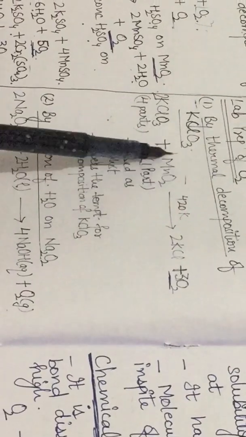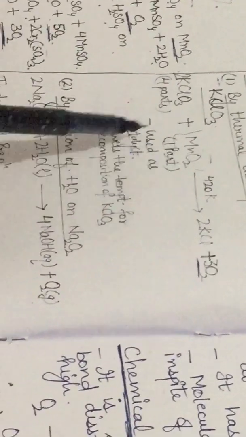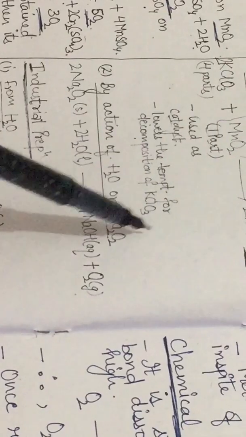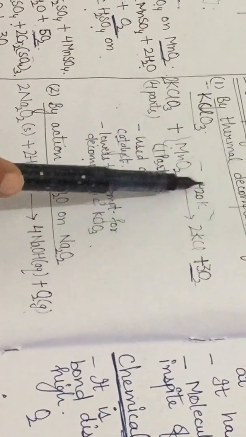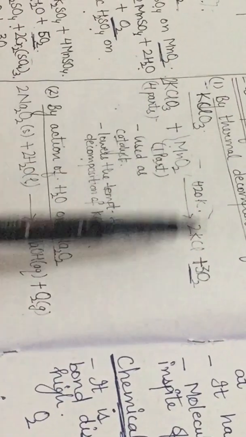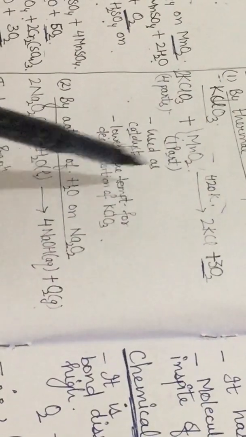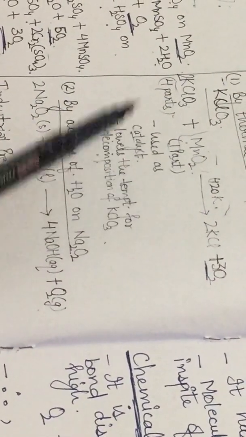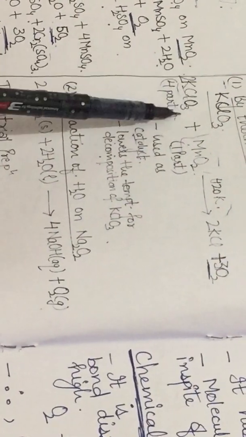The purpose of using manganese dioxide is, first, it is used as a catalyst, and second, it lowers the temperature for the decomposition of potassium chlorate. If we do not use manganese dioxide, then we require a very high temperature for this reaction to occur. But manganese dioxide decreases the temperature for the decomposition. So it is used as a catalyst as well as it lowers the temperature for the decomposition of potassium chlorate.